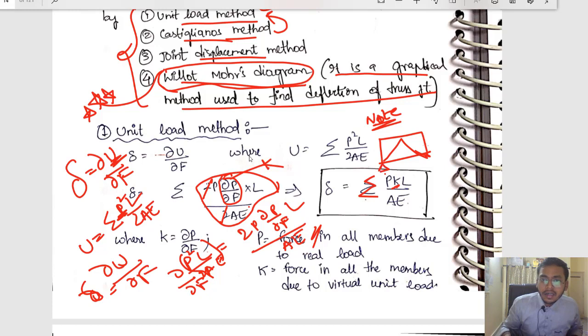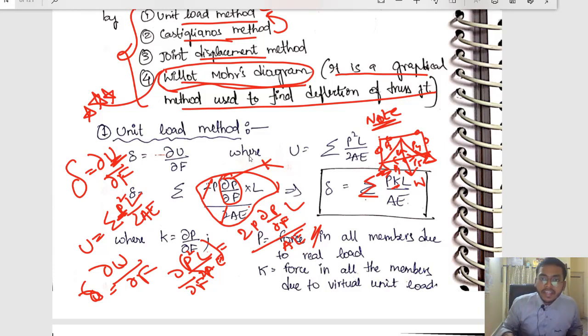Say, here I have applied some load W. Because of this W, axial forces will be developed. So we'll be getting some P1, P2, P3, this one is a zero member, this one is a zero member, and so on, then P4, P5 like this, right? We'll be getting these P values.